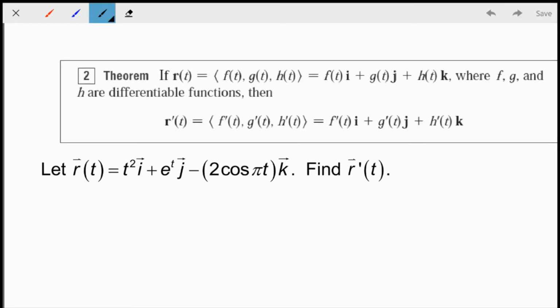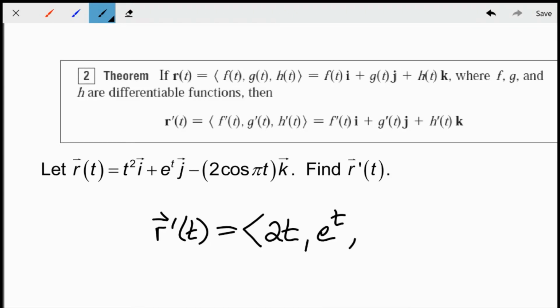Okay, so I've got an example down here. I've got t squared i plus e to the t j minus 2 cosine pi t k. It says find r prime of t. So if I want r prime of t, all I've got to do is take the derivative of each one of those components. The derivative of t squared is 2t. The derivative of e to the t is e to the t. And the derivative of that negative 2 cosine pi t, well, when I take the derivative of cosine, I'm going to get negative sine. So I've got a negative and another negative, so that's going to give me, in the end, when I do my chain rule, 2 pi sine pi t.